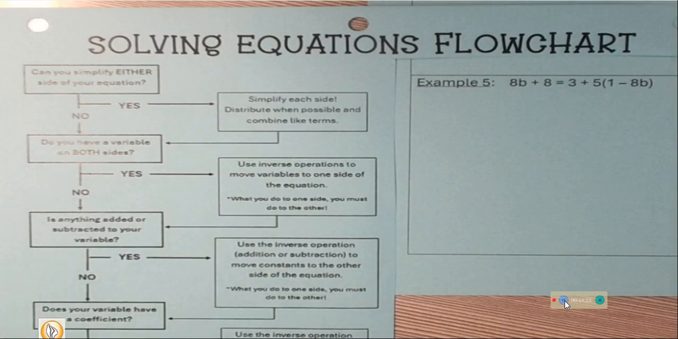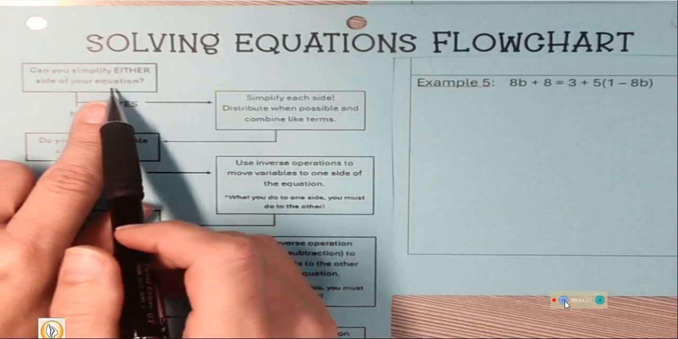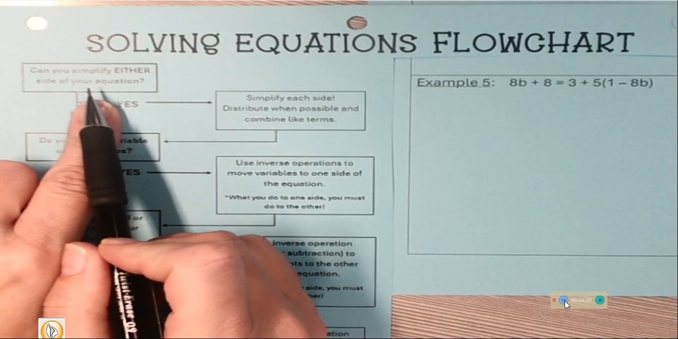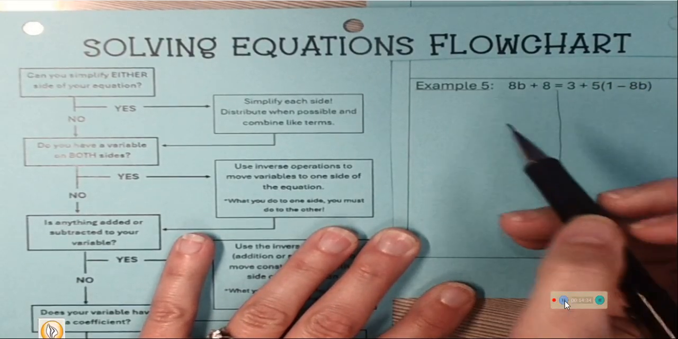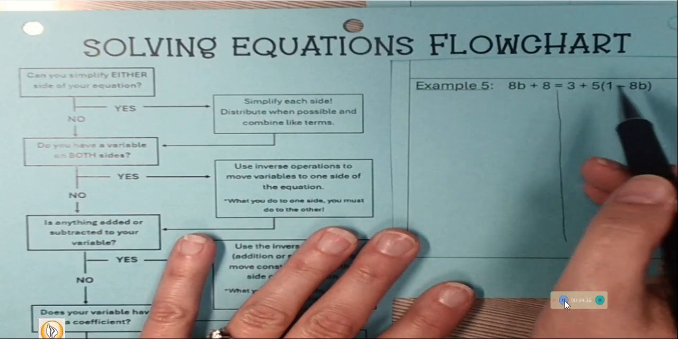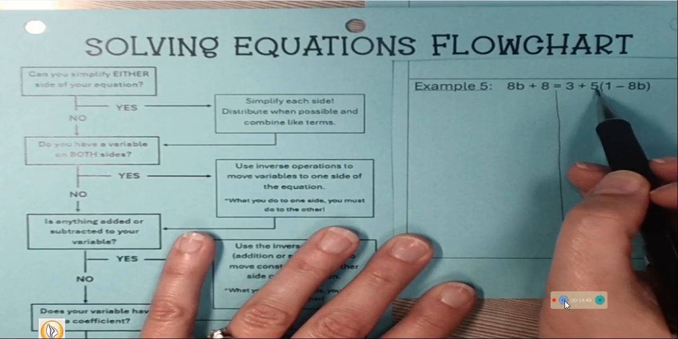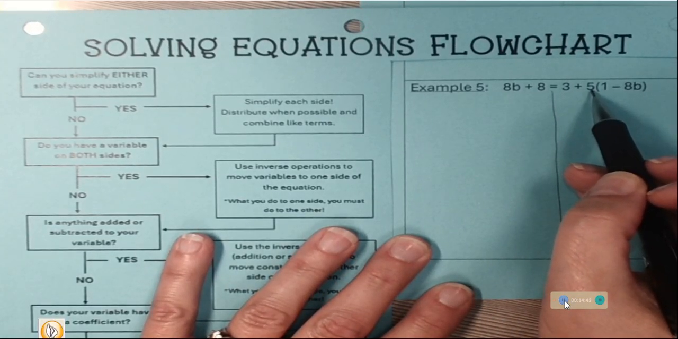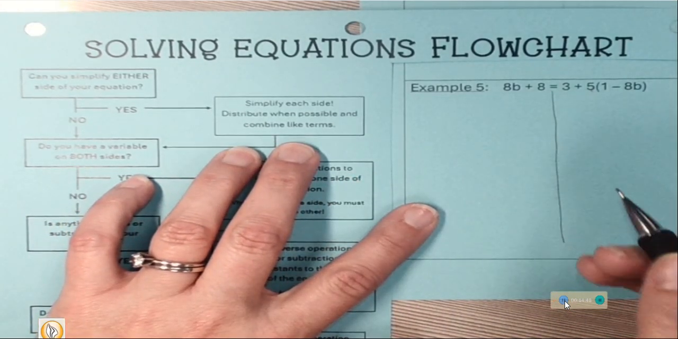So let's look at number 5. Okay, start at the top of your flow chart. The first question you ask yourself is, can I simplify either of the sides? Well, 8 being 8, they won't do anything. But over here, what is this 5? What do I recognize it's going to make me do? Talk to me. It's going to make me distribute.